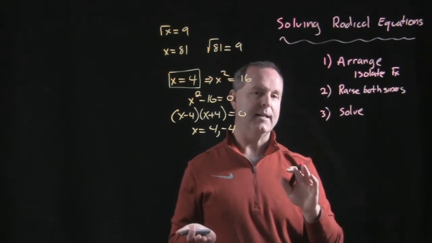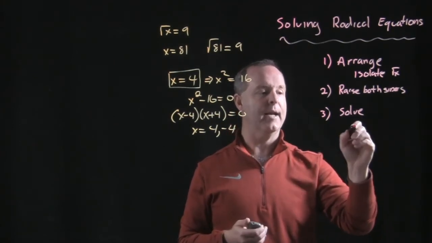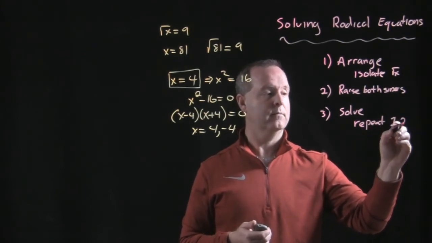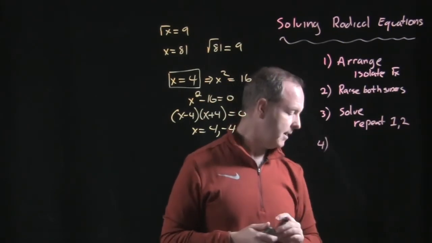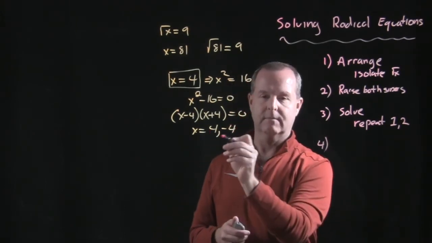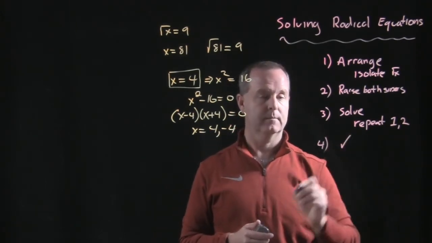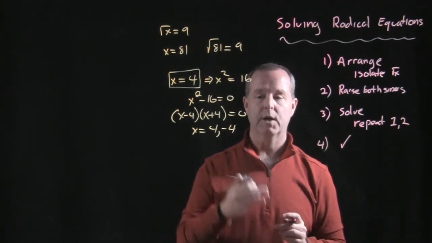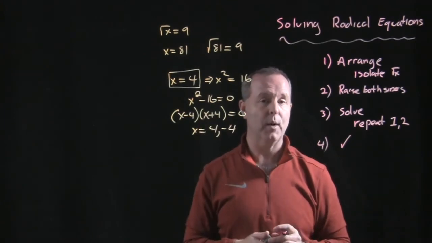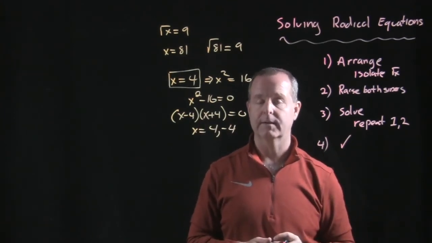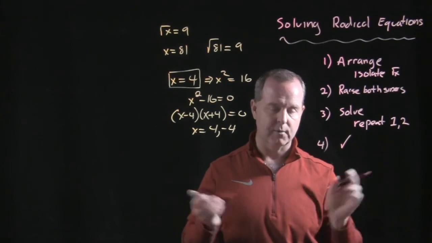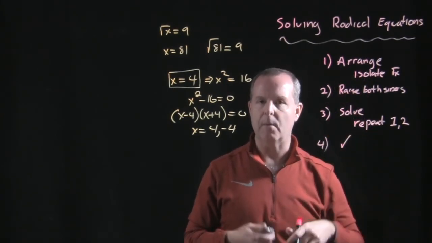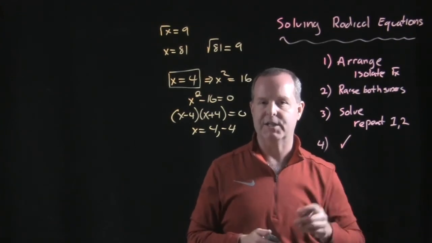If that's not the case, sometimes you're going to need to go back and repeat steps 1 and 2. And typically our last step is to check the solutions, because we may have introduced an extraneous solution. So we're going to check our solutions back in the original equation to find out if they both work. And if one doesn't work or both don't work, we scratch them out. So we'll go through this process in a couple of examples to help clear up the mud that I just kind of stirred up in your life.